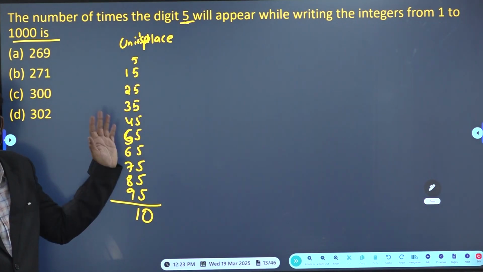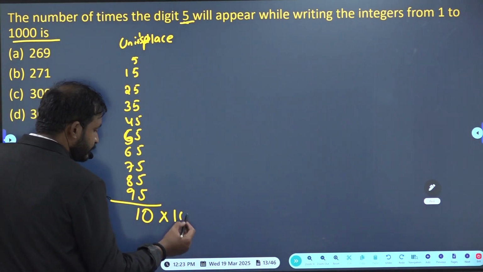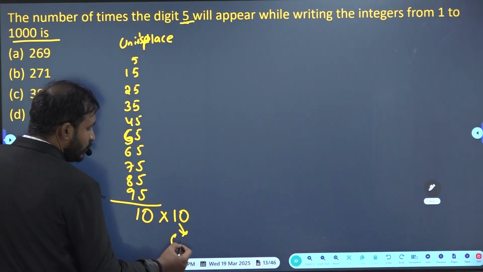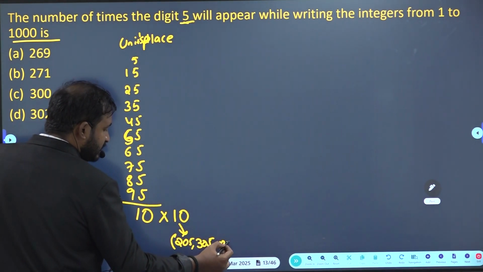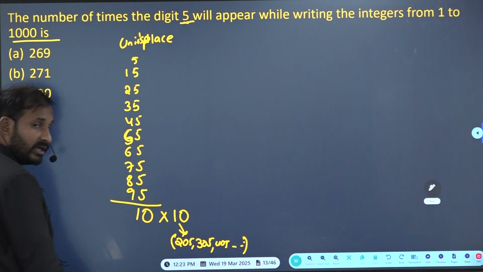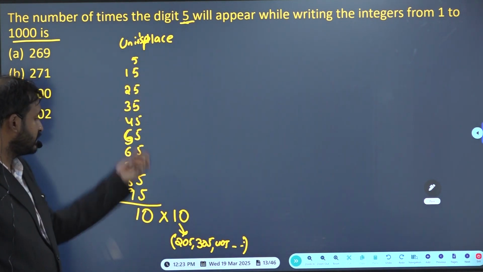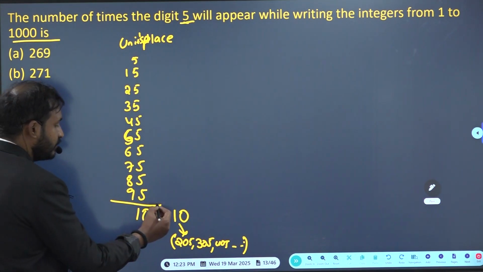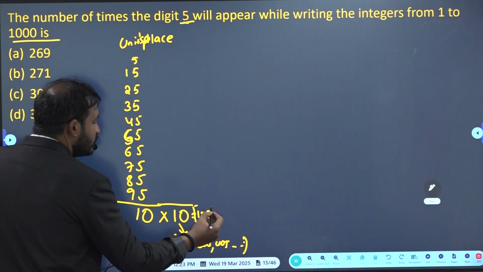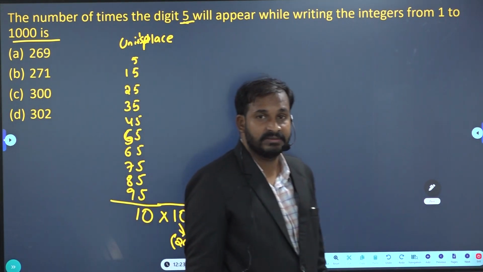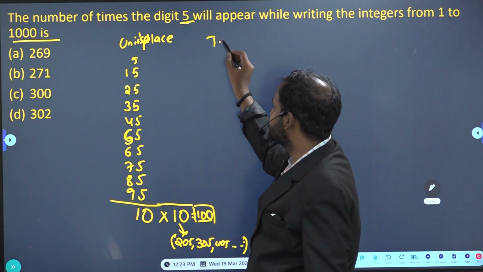How many groups of 100 will I have till 1000? I will have 10 groups. Why? Because we will have 205, 305, 405, I mean the series. Below that we will have 215, 315, 415. Like that, 10 times 10. So overall, how many times will I use the digit 5 in the units place? I will use it 100 times in the units place. Okay, good, superb.